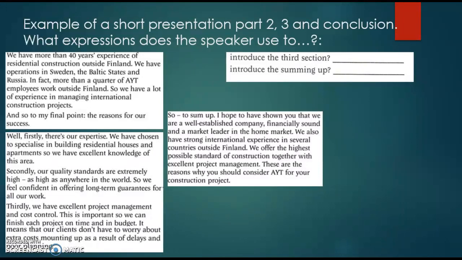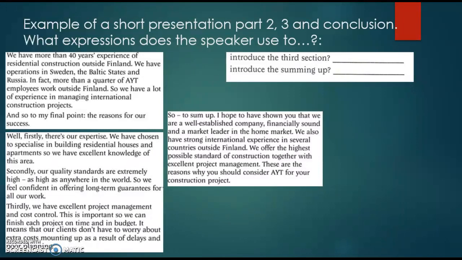So here we have an example of her short presentation, part 2 and 3, and the conclusions. So what expressions does she use to introduce the third section and introduce the summing up? So she says, we have more than 40 years experience of residential construction outside Finland. We have operations in Sweden, the Baltic States and Russia. In fact, more than a quarter of AYT employees work outside Finland, so we have a lot of experience in managing international construction projects. And so to my final point, the reasons for our success.